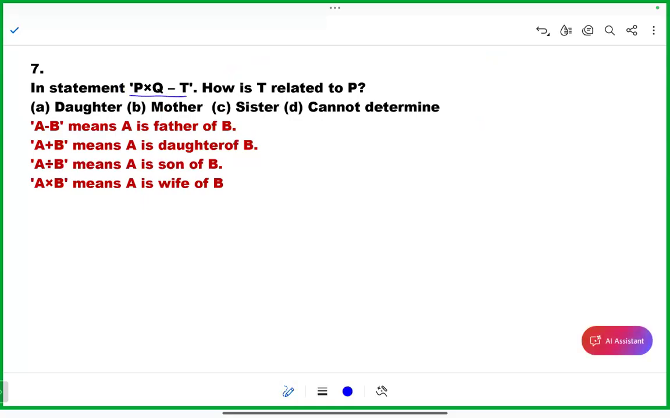We will start with P into Q. P into Q means P is the wife of Q. So P is the wife of Q. Here we have to think in terms of straight relations.